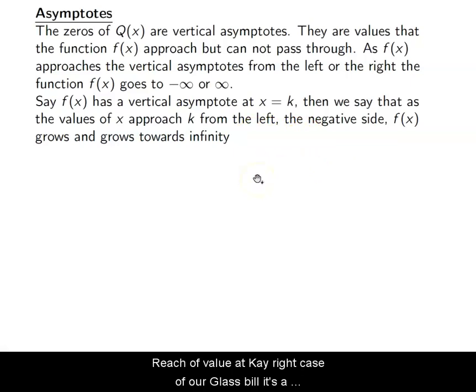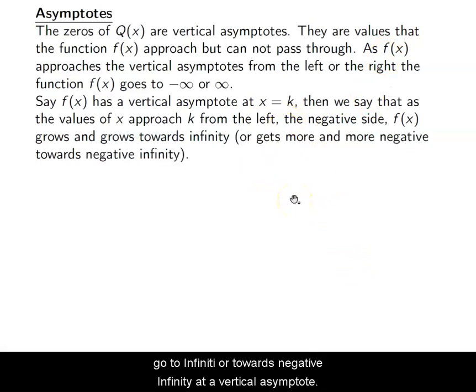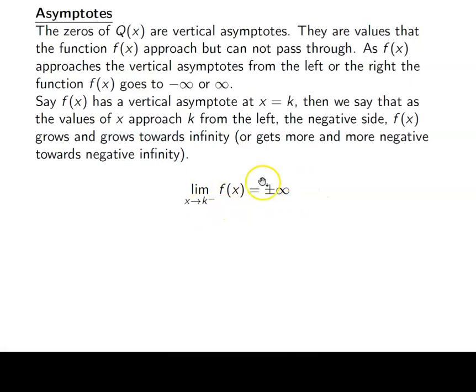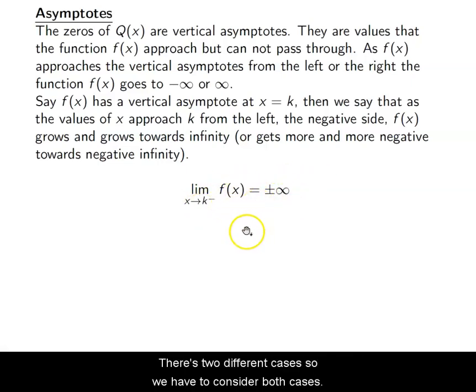K is a vertical asymptote. It's a wall. I can get close to it, but I can't touch it. So I can only go to infinity or towards negative infinity at a vertical asymptote. Our notation for that is the limit of f of x as x approaches k from the negative side, or from the left. And again, that's either going to equal positive infinity or negative infinity, not plus or minus infinity. There are two different cases, so we have to consider both cases.